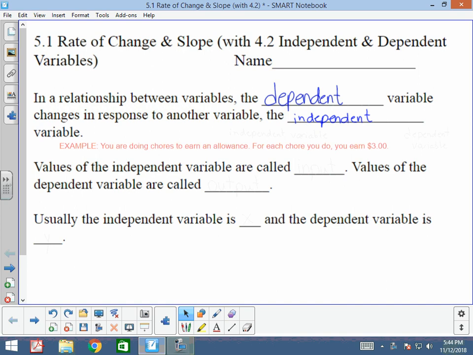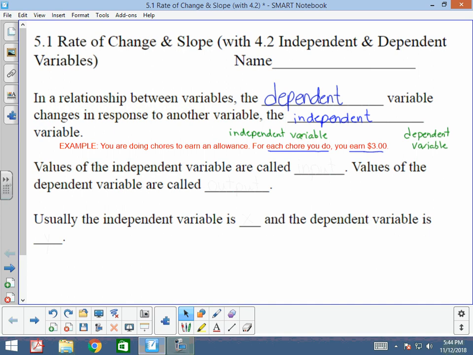So let's look at a real life situation here. For example, you're doing chores to earn an allowance. For each chore you do, you earn $3. So for each chore you do, that is the independent variable. So the amount of money you earn, that is the dependent variable. So the amount of money you earn depends on the number of chores you do. Okay, so that's just kind of a small example of independent variable and dependent variable in the real world.